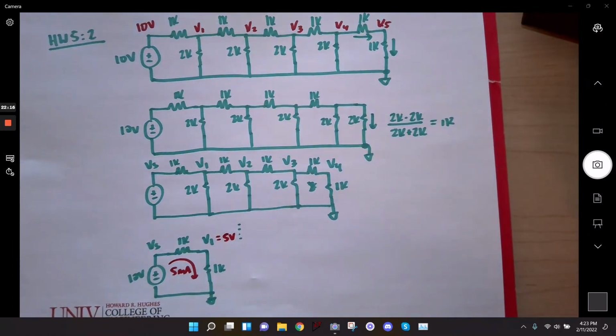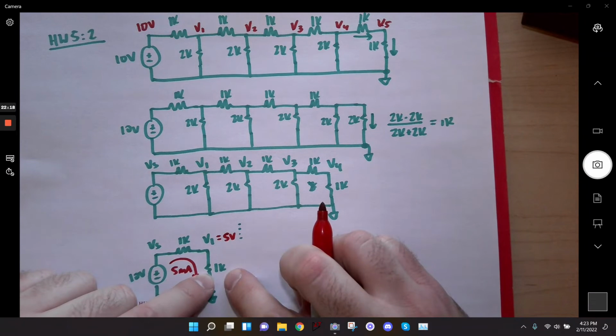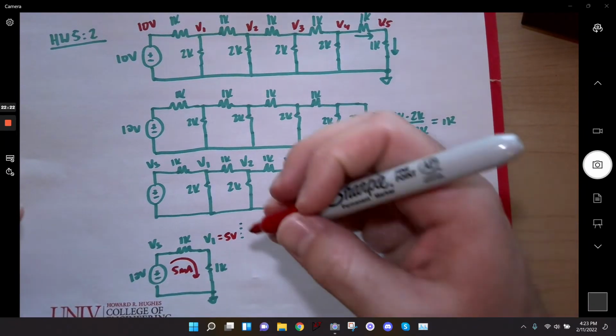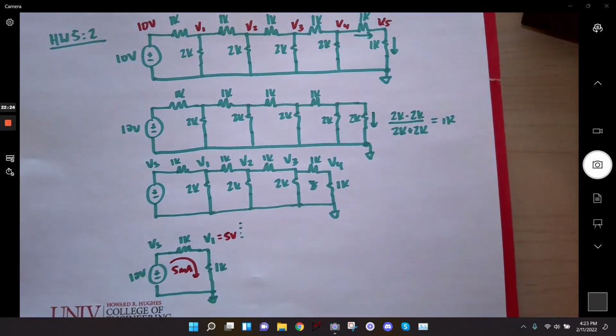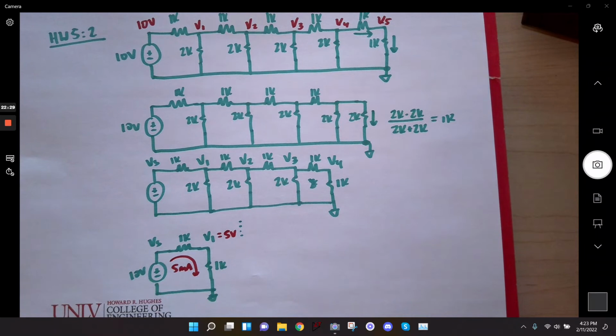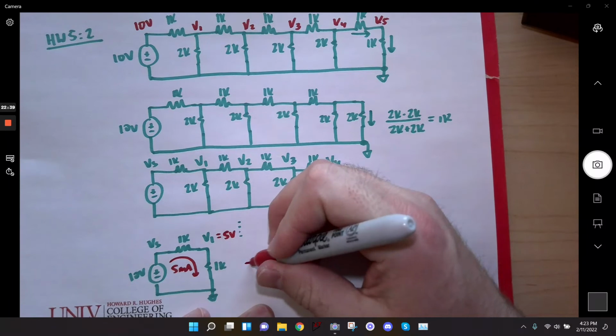And now you could split that 1K back up into two 2Ks, and move backwards through the circuit, because this 1K came from the two 2Ks that were in parallel before that. And so you go ahead and work backwards. I went over this in class, but I just wanted to, of course, cover it again. Let me just expand it out a little bit.